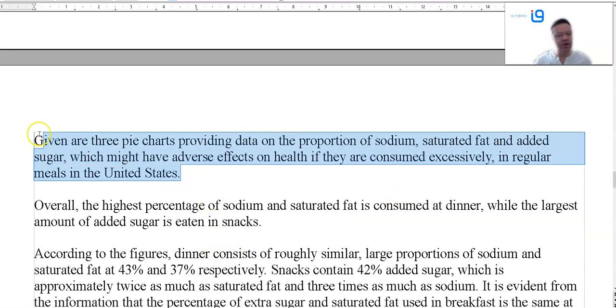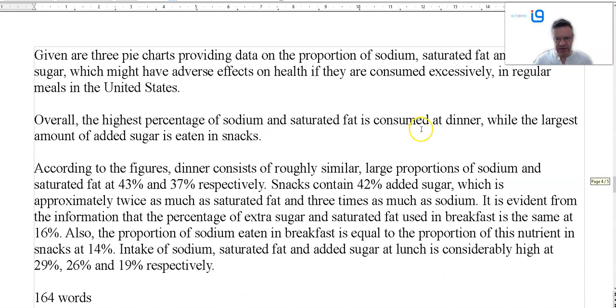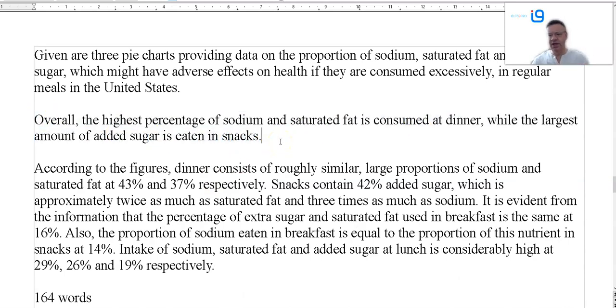Right, now, very good. Spot on introduction. It shows high percentage of sodium. Okay, but key trends. So, what's the healthiest or lightest? What's the worst or kind of heaviest? So, breakfast is best, dinner is worst, and snacks have the most amount of sugar.